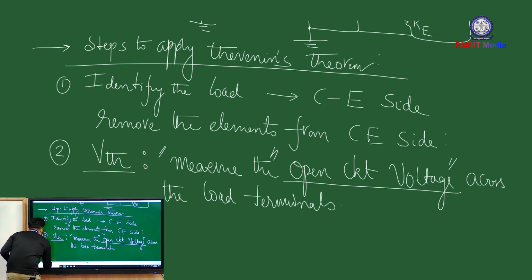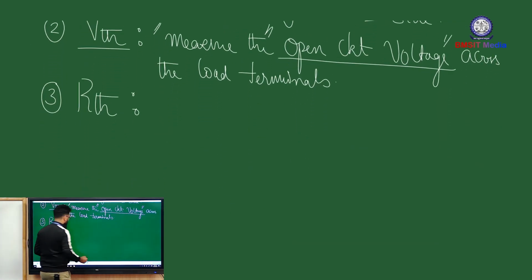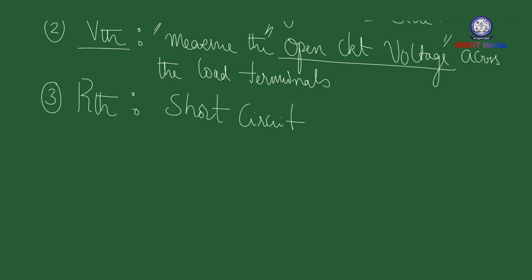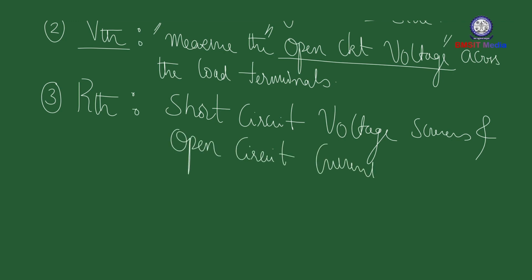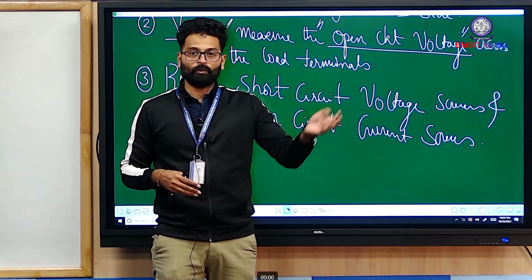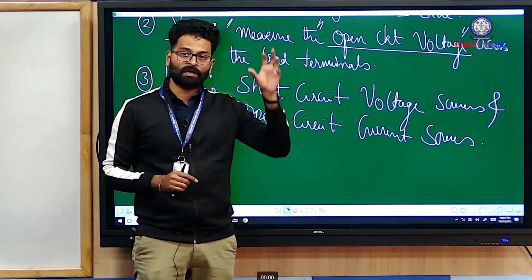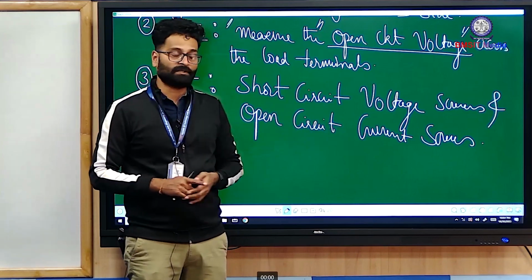Done. Third step is to find Thevenin's equivalent resistance, RTH. So how are we going to find RTH? To find RTH, if your circuit consists of any voltage source, you need to short circuit voltage sources and open circuit current sources. If your complicated network comprises, let's say, 2 voltage sources and 2 current sources, then in order to find RTH, you short circuit the 2 voltage sources and open circuit the 2 current sources.